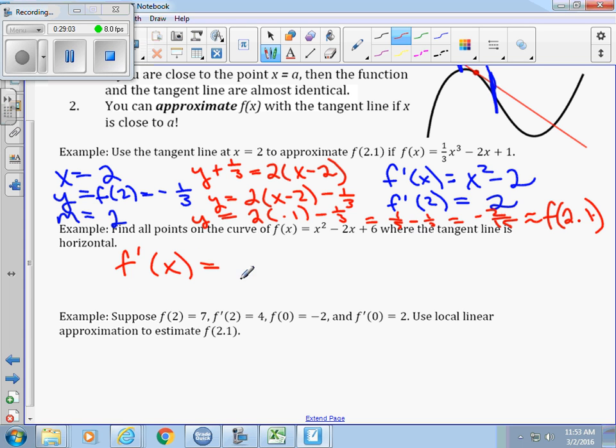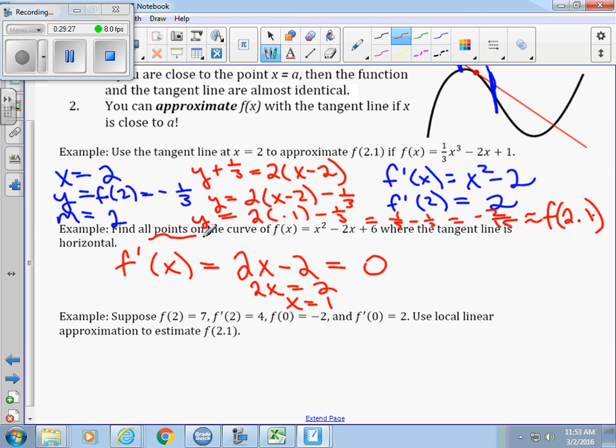If I want a horizontal tangent line, I need to know when the derivative equals 0. So at negative 1. Almost. Positive 1. So, where is the tangent line horizontal? It's at 1, but what does it ask for?